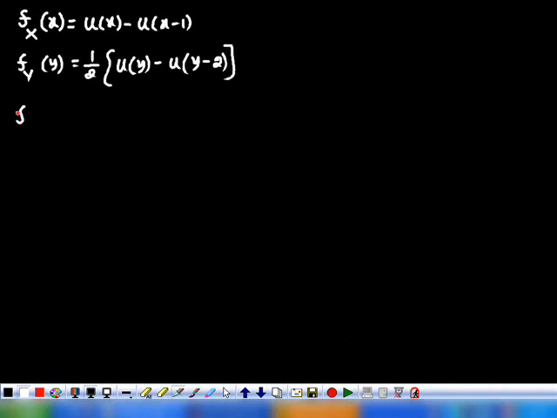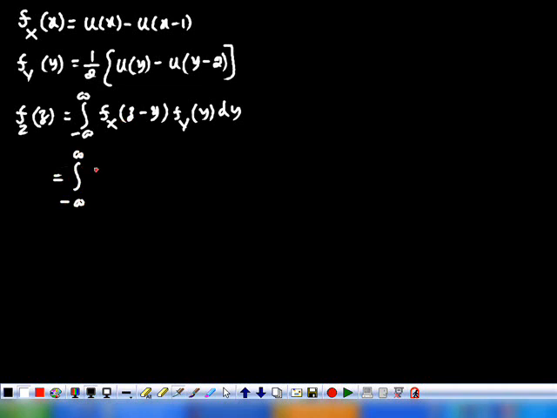So we have to find the density function fZ of z, which is equivalent to the integral from minus infinity to plus infinity of fX of z minus y, because z is equivalent to x plus y. So x is z minus y, and this is fY of y dy. This is the convolution integral. We have to evaluate this. fX of x is known to us, fY of y is also known to us, so we substitute those values here.